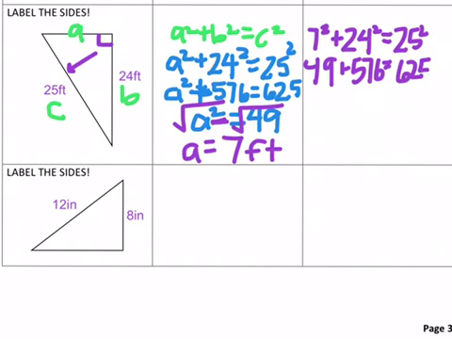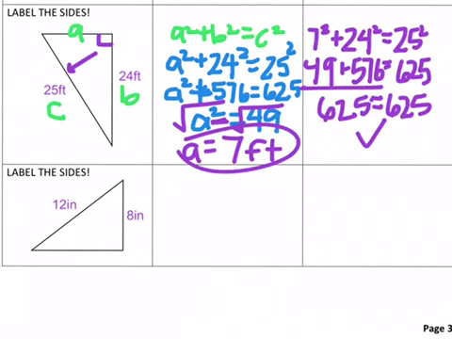So we're hoping that the left side of our equation equals the right. So let's go ahead and add 49 plus 576. And it is, in fact, 625. So guys, because these equal each other, we know that we found the right answer and that 7 feet is correct. Go ahead and try the very last example on your own and make sure that you label the sides correctly. I just labeled the right angle for you, so hopefully that helps. Come back and see if your answer is correct.